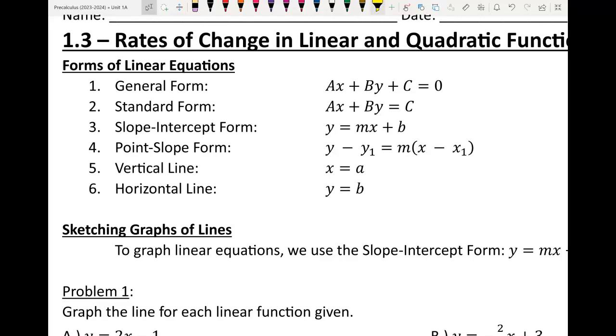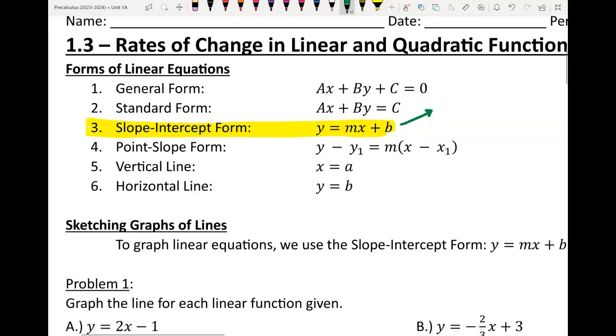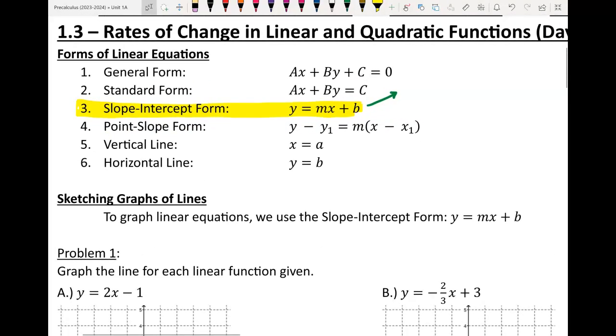But what about the next one? Slope-intercept form. Yes. That one should be our most familiar form, right? Where have we used this? When have we used this form? Graphs, right? This we use primarily for graphing.